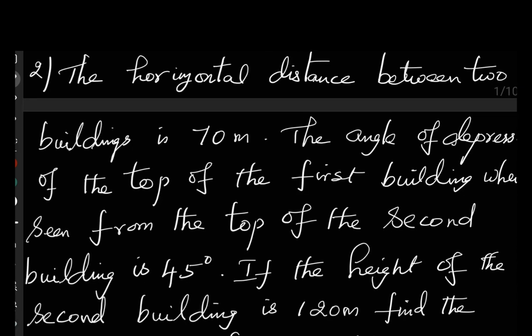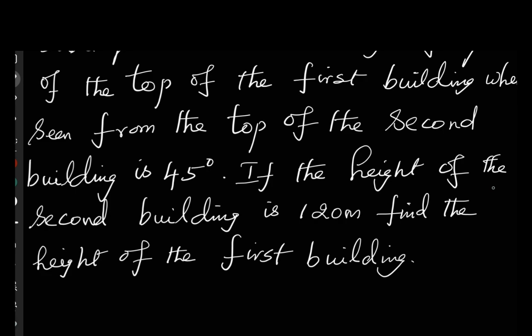See the next question. The horizontal distance between the two buildings is 70 meter. The angle of depression of the top of the first building when seen from the top of the second building is 45 degree. If the height of the second building is 120 meter, find the height of the first building.